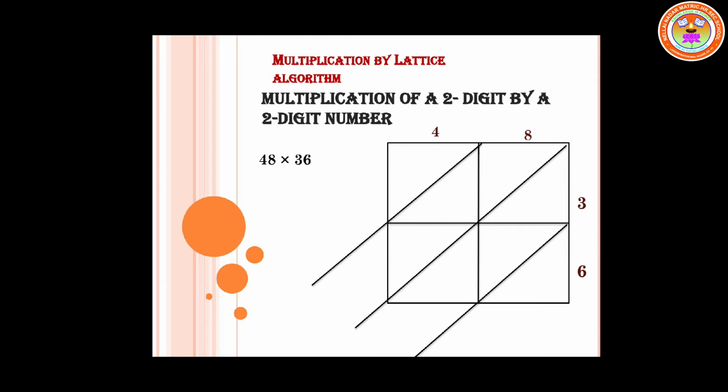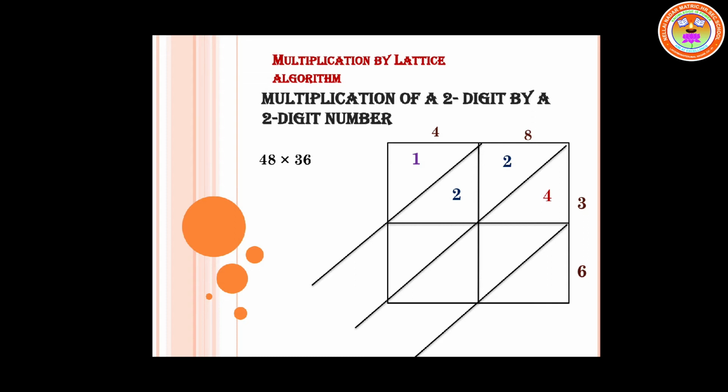So here 8 is there in the ones place. 8 will be multiplied with 3. What is 8 threes are? 8 threes are 24. So 2 will be written above and 4 will be written down. Next, what is 4 threes are? 12. So 1 above, 2 below. Now I have completed 48 into 3.